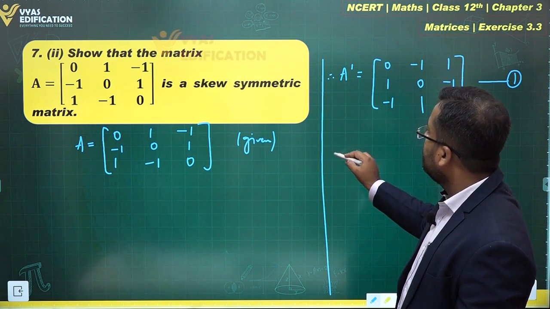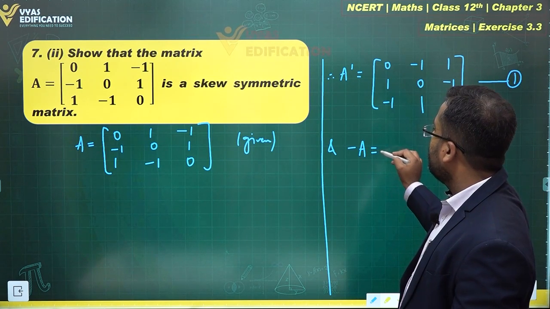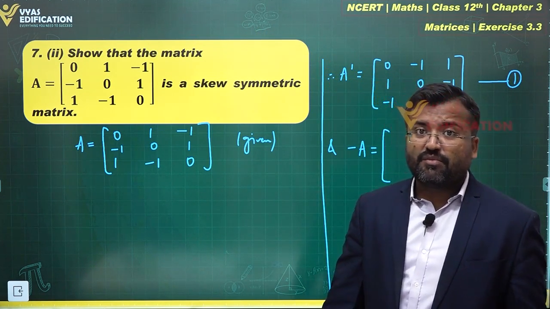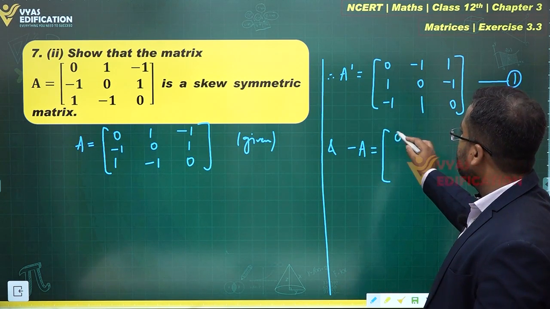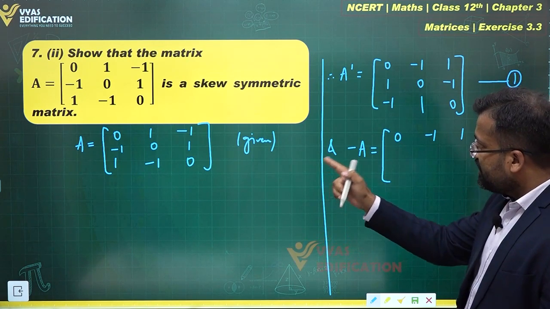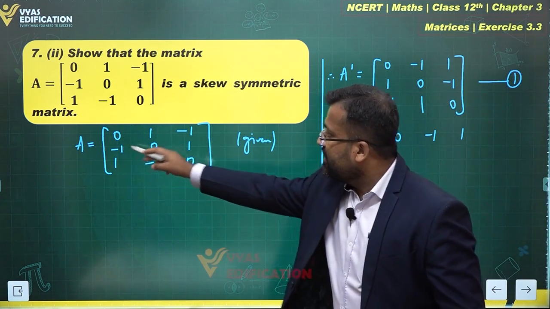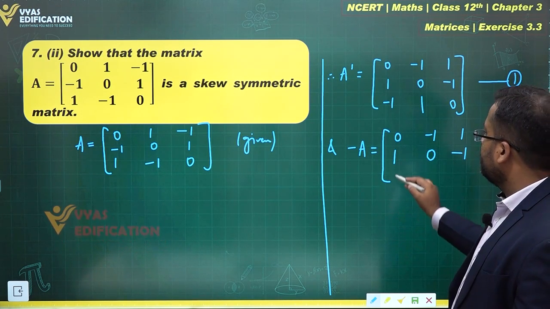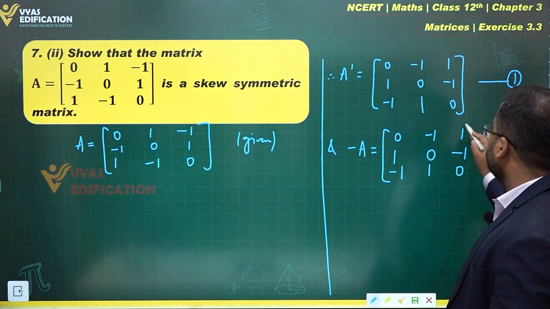Therefore, A transpose is equal to this, and minus A equals what? Minus A is negative this, right? We'll have to multiply each element by a minus. So minus of 0 is 0, minus of 1 will be minus 1, minus of minus 1 will become 1 in the first row. The second row, minus of minus 1 would become 1, minus of 0 would be 0, minus of this, minus 1, 1 and 0. This is what I obtained.